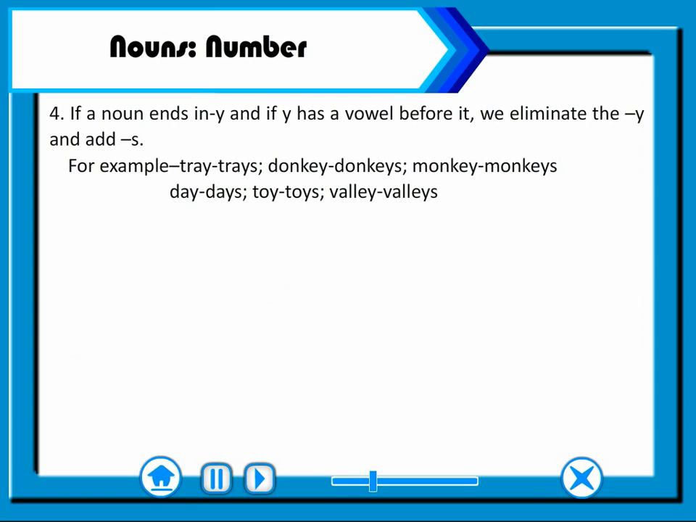If a noun ends in y and the y has a vowel before it, we do not eliminate the y, we just add s. For example, tray, trays, donkey, donkeys, monkey, monkeys, day, days, toy, toys, valley, valleys.